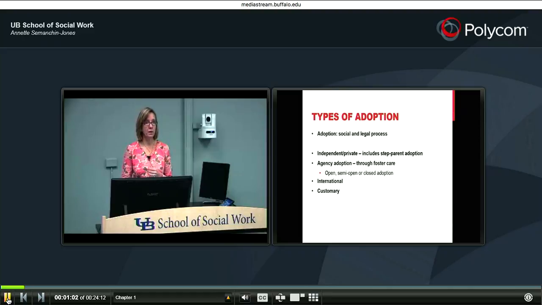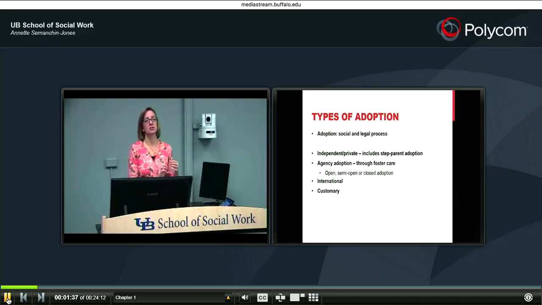These can be open or semi-open. Most states now, through adoptions through the foster care system, most are open or semi-open, meaning that the biological parents may have some ongoing contact or information about the child, even after adoption. So you have an agency adoption through foster care. You may also have an agency adoption that's private. Children may come out of the foster care system or may not.